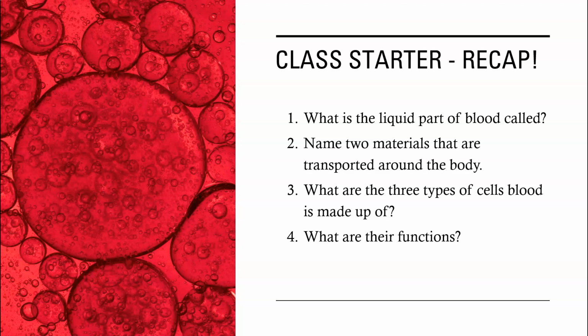What are the three types of blood cells? We have red blood cells, white blood cells, and platelets. Okay, so what are their functions? The red blood cells transport oxygen around our body. The white blood cells prevent and fight against disease. And our platelets clot blood, so they prevent blood loss.